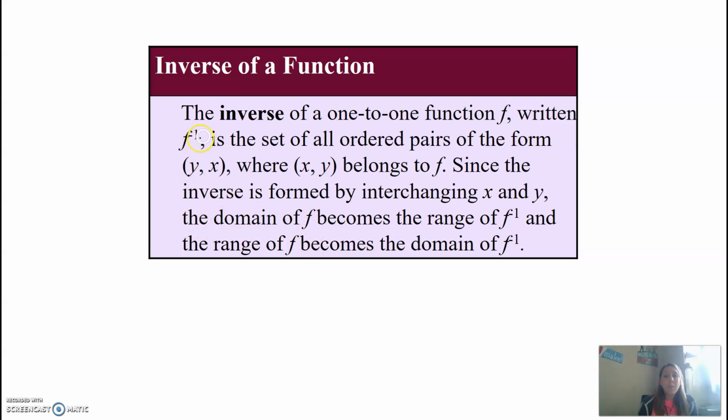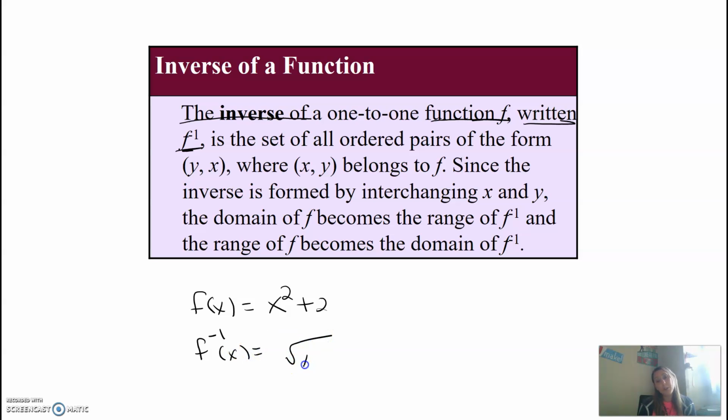For this one, what I want you to write is that the inverse of a function f is written f to the negative 1. Here's an example. You don't need to write the rest of this. What you need to write is that if function f of x is equal to x squared plus 2, then the inverse of the function is going to be the square root of x minus 2. So that is something that you're going to have.